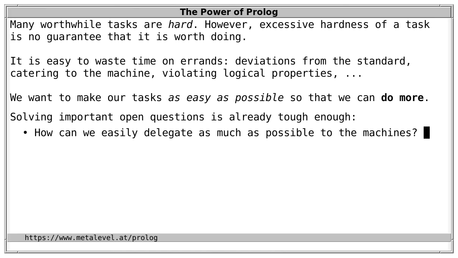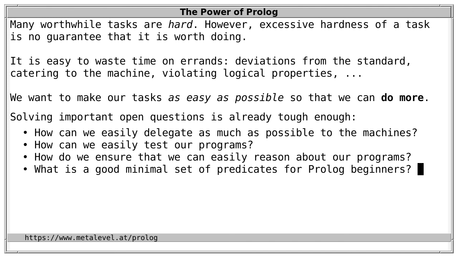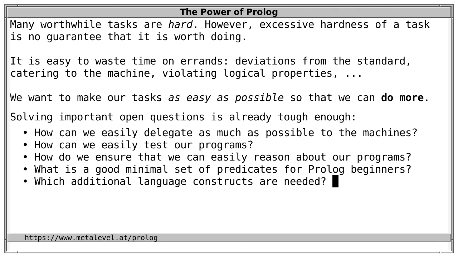For instance, how can we easily delegate as much as possible to the machines? How can we easily test our programs? How do we ensure that we can easily reason about our programs? What is a good minimal set of predicates for Prolog beginners? For example, do we really need the predicate format? And wouldn't it be better to provide format underscore together with phrase to stream, which is very general? And which additional language constructs are needed? For example, what about list comprehensions and so on?